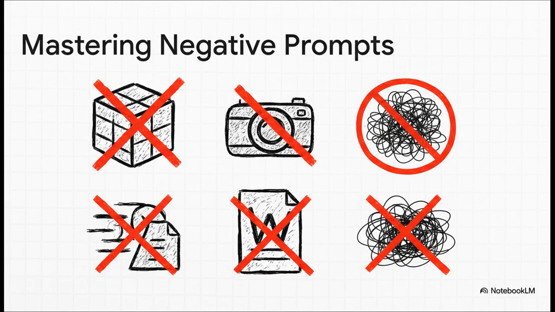Telling the AI what not to do is often just as important as telling it what to do. And for storyboarding, this is an absolute game changer. By adding negative prompts like photorealistic, 3D, busy background, you are basically cleaning up your panel before it's even generated. And that's going to save you tons of time.